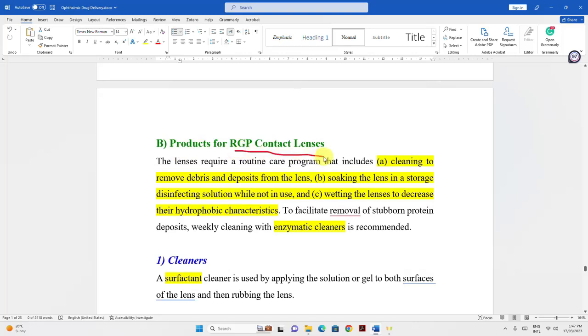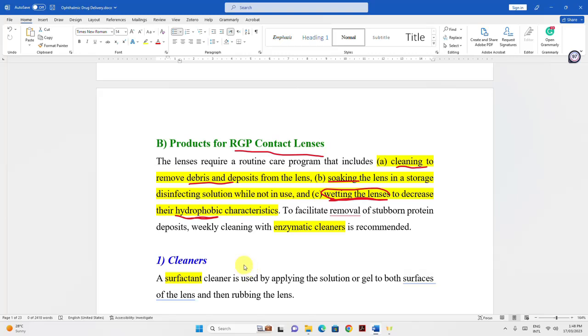For rigid gas permeable contact lenses, you also need a cleaning solution to remove debris and deposits. You need a soaking, storage and disinfecting solution when you are not using them. And here you need a wetting solution, because rigid gas permeable lenses, although they allow oxygen to pass through, are very hydrophobic. Adding a wetting agent will allow the wearer to feel more comfortable, because one of the problems of rigid gas permeable lenses is that the customer will not feel comfortable wearing them, not like soft lenses.